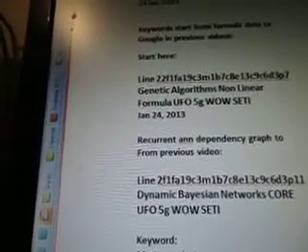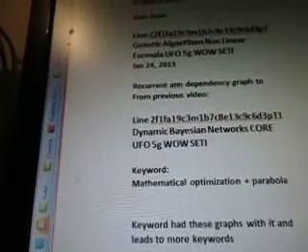So genetic algorithms, nonlinear formula, UFO 5G Wow Seti, January 24th. Recurrent ANN dependency graph is from a previous video. It's a keyword as well. And it's from line 22.